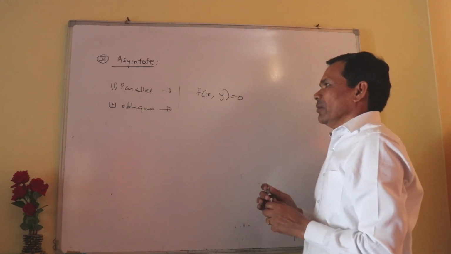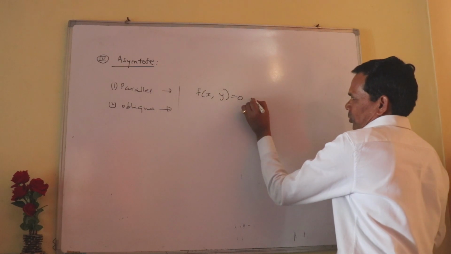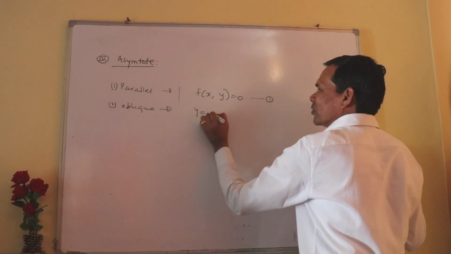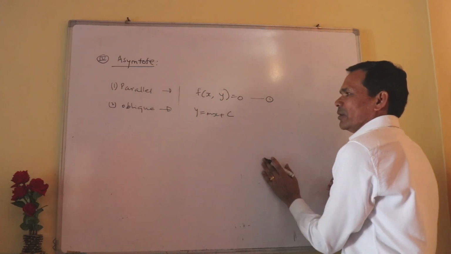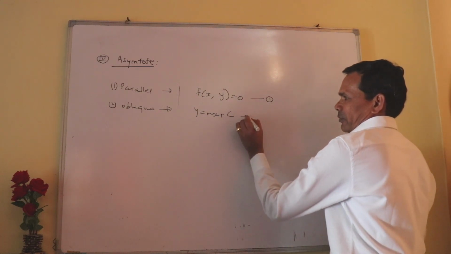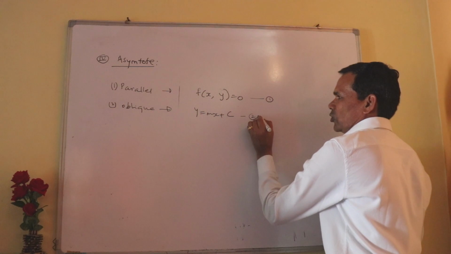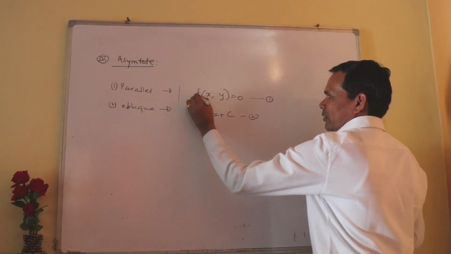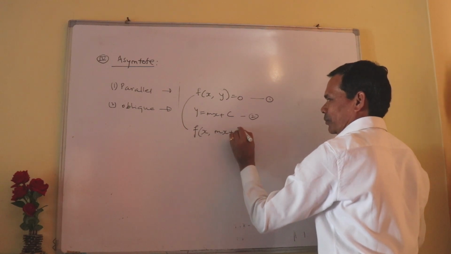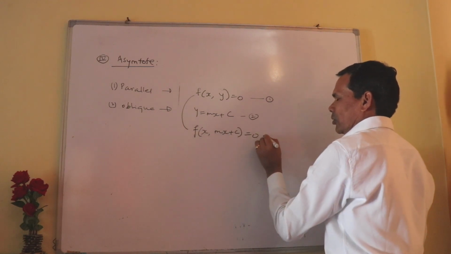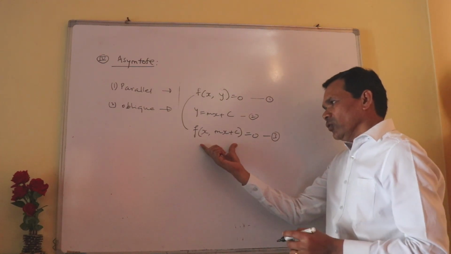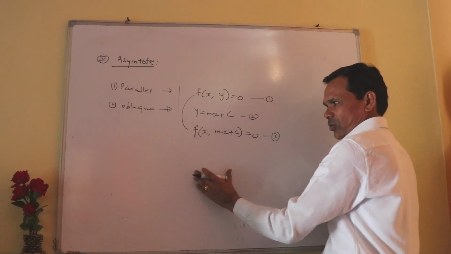f of x, y is equal to 0. The procedure to find an oblique asymptote for this particular curve: an asymptote is a straight line, so we consider y equal to mx plus c, and assume this is an asymptote. Substitute in this equation f of x, mx plus c equal to 0. This is equation 3. Now what we do here is equate the coefficients of the two highest degree terms in x to 0.